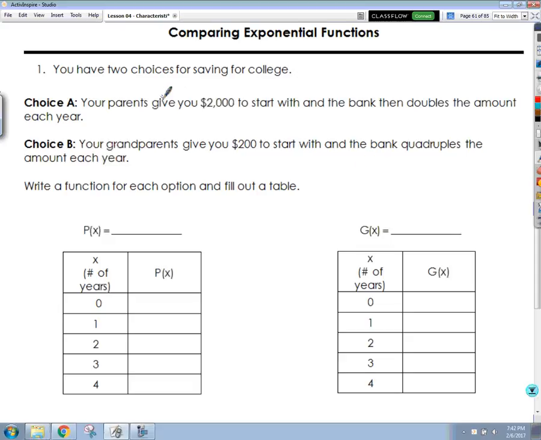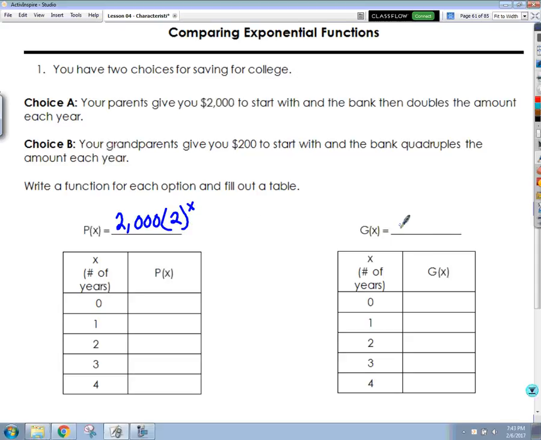Your parents give you $2,000 to start with, and the bank then doubles that amount each year. And choice B says your grandparents give you $200 to start with, and the bank quadruples the amount each year. Write the functions for each of the options and fill out the table. Man, making bank. So the first option was 2,000 starting, and it's doubling. So that's that equation. The next one starts off at 200, and it quadruples. Man, this one would get more money, but let's see what happens.